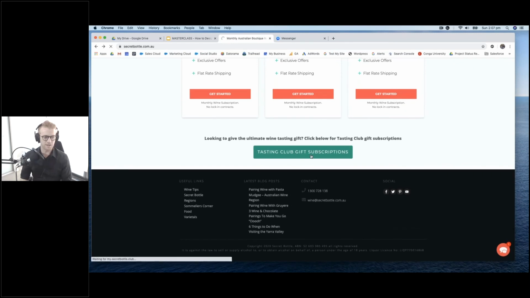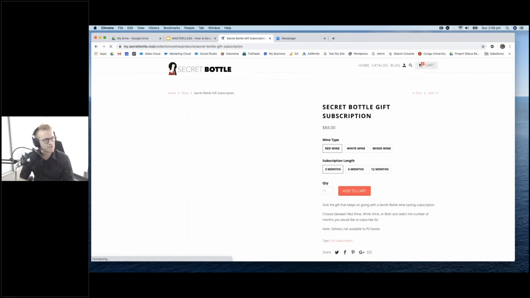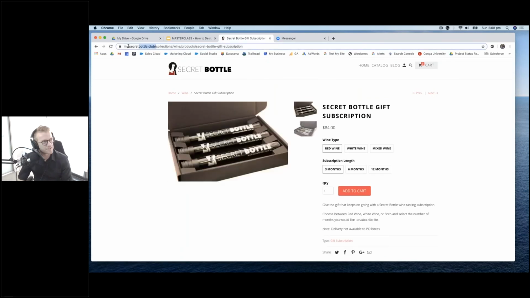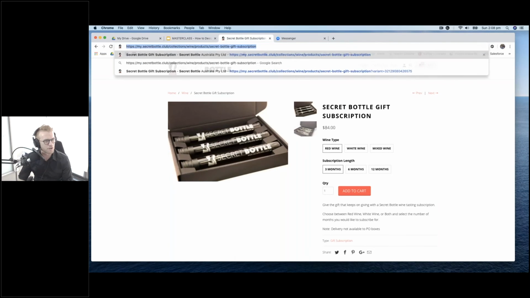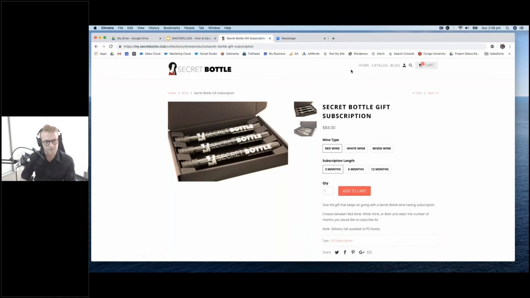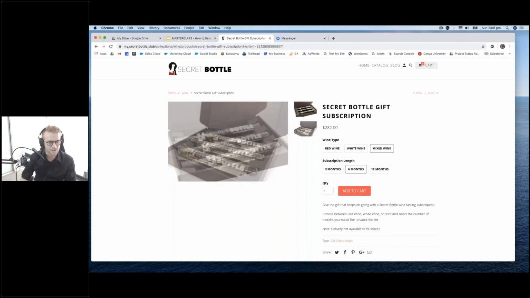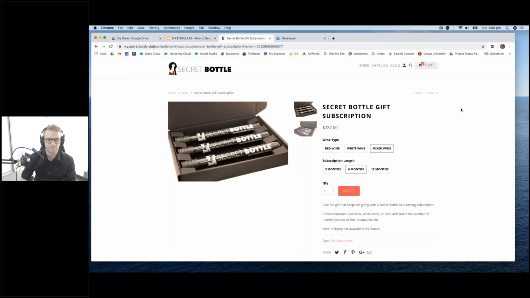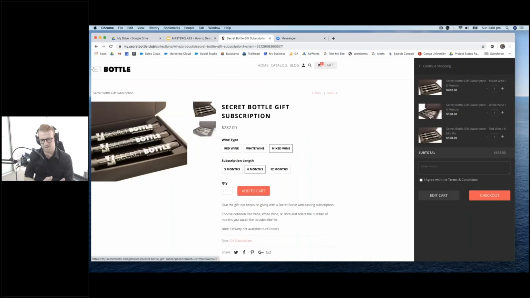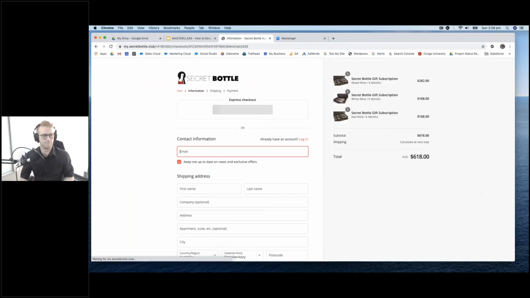As I navigate around Tasting Club gift subscriptions, this takes me to his Shopify. You can see here he's got mysecretbottle.club. It looks the same as the website, but it's actually a little bit different. And see here he's got different variants. I can add to my cart, and my cart is there because it's really a Shopify cart, a little bit different to the Entreport subscription menu. So yeah, this is it. I think the purpose of this one is so he can sell it to other people.